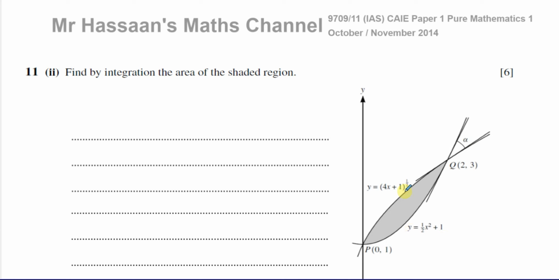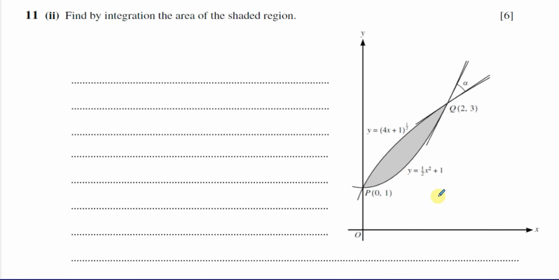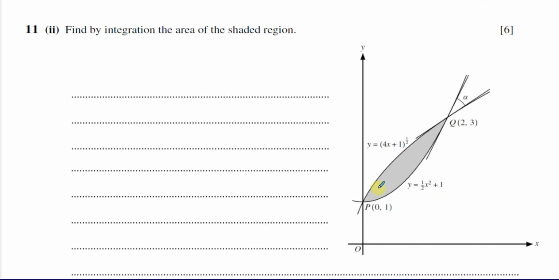This is a pure math paper, and this question is about the area between curves. We're asked to find the area of the shaded region, the area enclosed between these two curves, y equals (4x plus 1) to the power of a half, and y equals a half x squared plus 1.